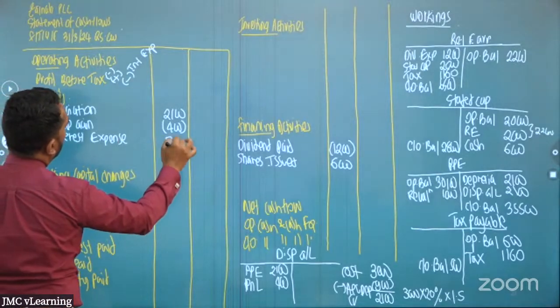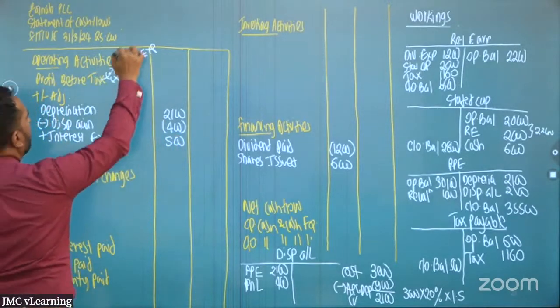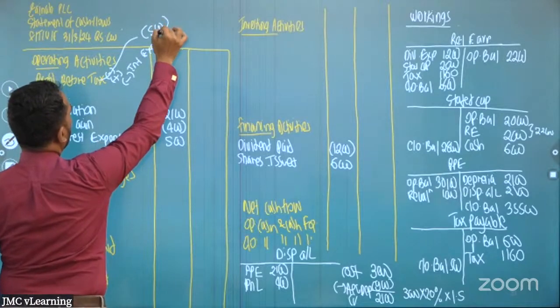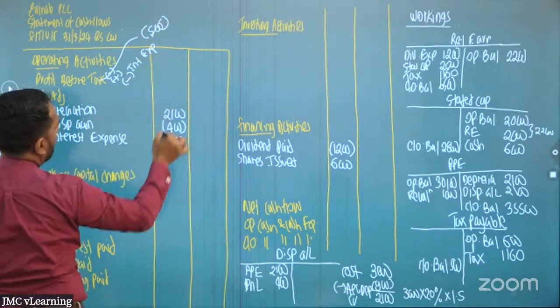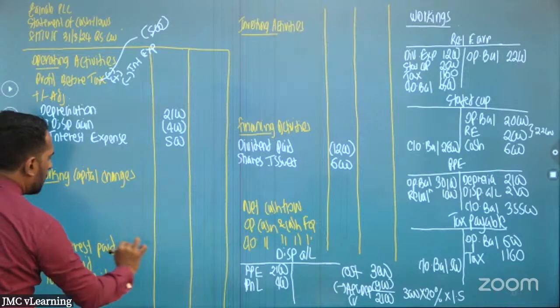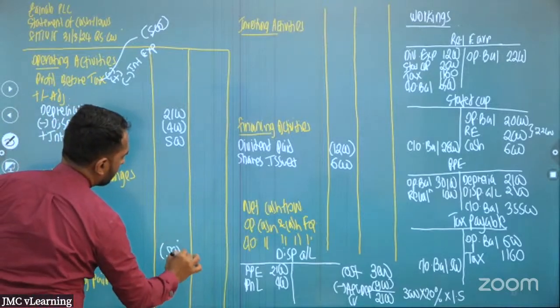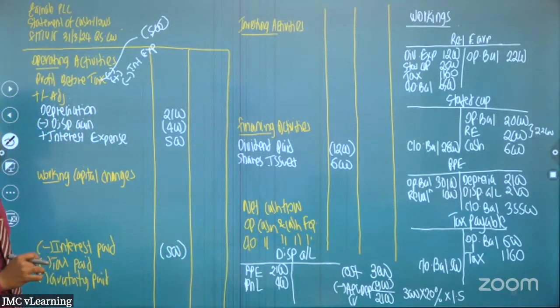How much is that? 500. In the PBT, it has already been deducted under the finance expenses. So once you add back, it will get netted off. The actual payment I am going to deduct here.